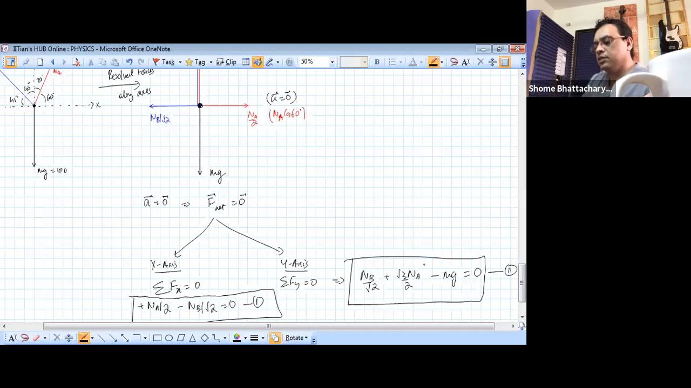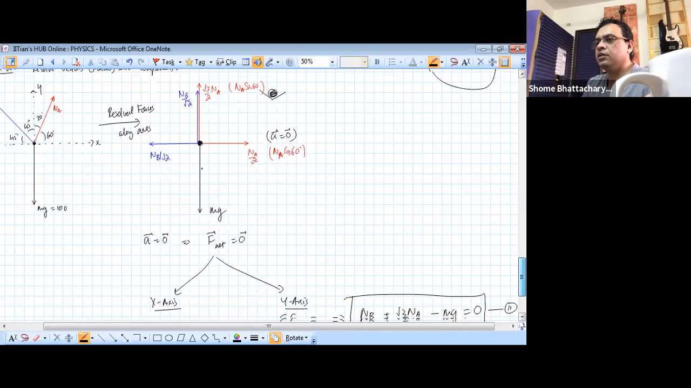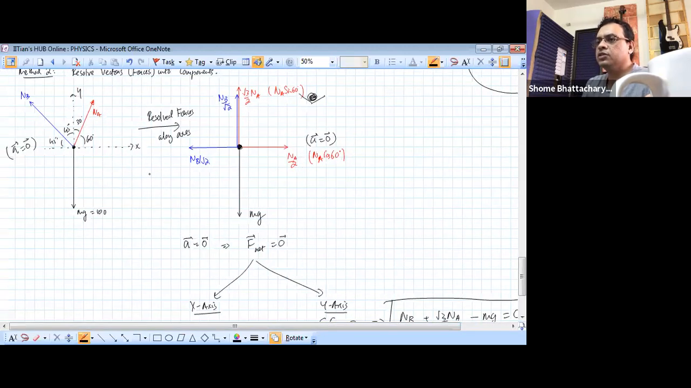Okay. So once again, I'm just giving you some time to first go through the resolution of the vectors. Please ask me if there's any doubt with the resolution part. Why this is root 3 by 2, why this is 1 by 2, because the angles you can correlate from here. Once you're done with the resolution, now you have to make individually along x-axis the force 0, and individually along y-axis the force 0.